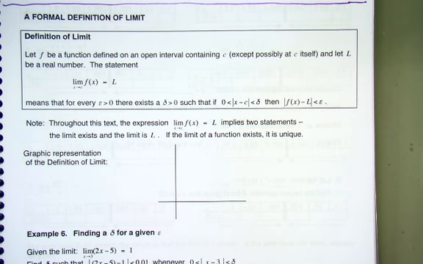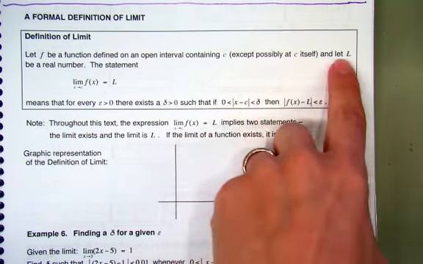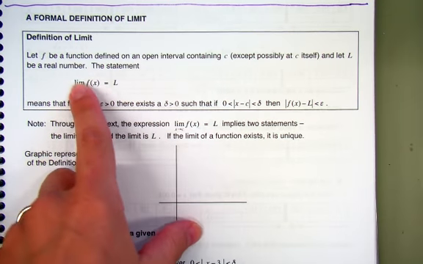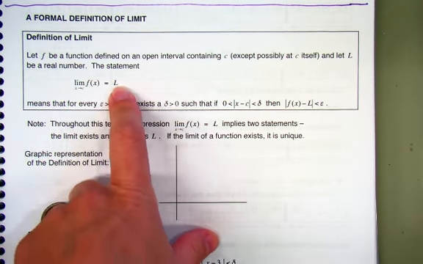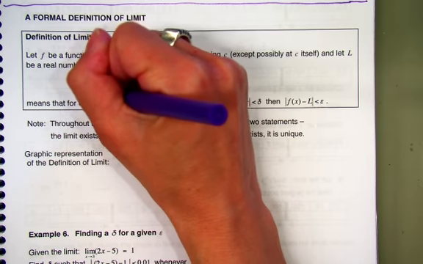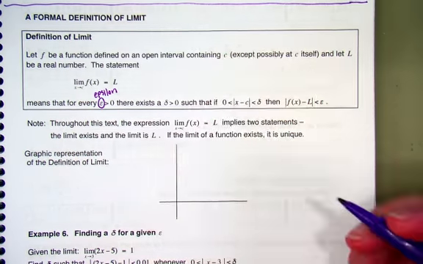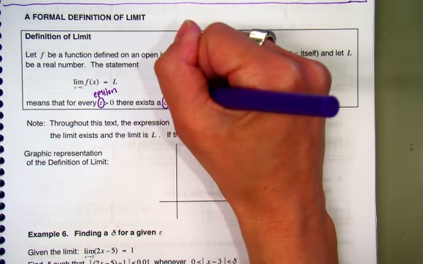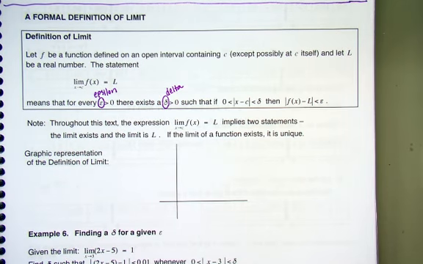It says, let f be a function defined in an open interval containing c, except possibly at c itself, and let L be a real number. Then the statement, the limit as x approaches c of f of x equals L, means that, here are our new symbols: for every epsilon greater than 0, there exists a delta greater than 0, such that if 0 is less than the absolute value of x minus c, less than delta, then the absolute value of f of x minus L is less than epsilon. Got it? Okay, great.